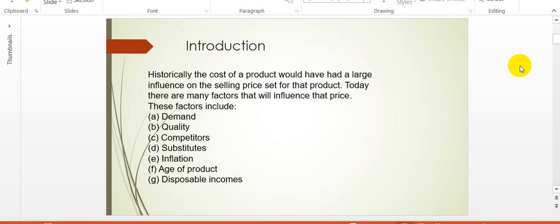And lastly, disposable income. When the disposable income of individuals increases, then they'll be able to afford to buy more products. That will also result in prices of products increasing. If disposable income reduces, that will result in some products, not all, but some products selling at lower prices.